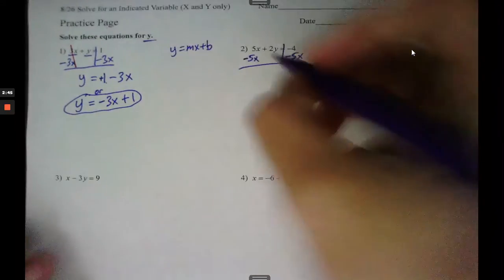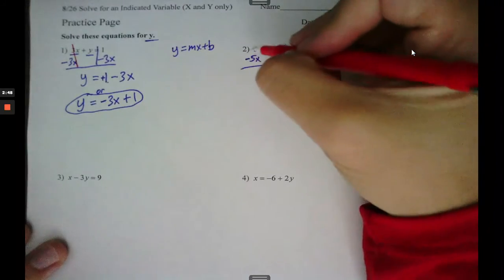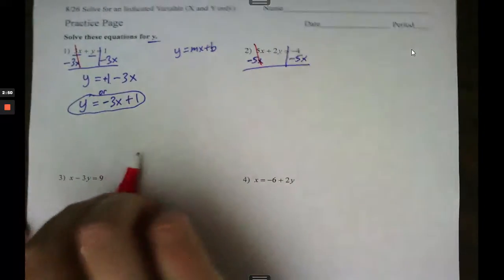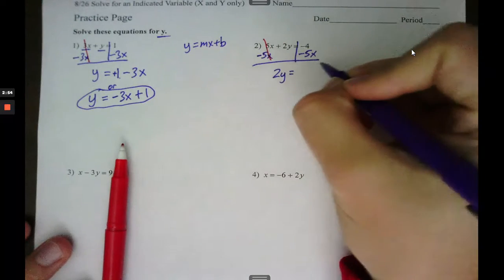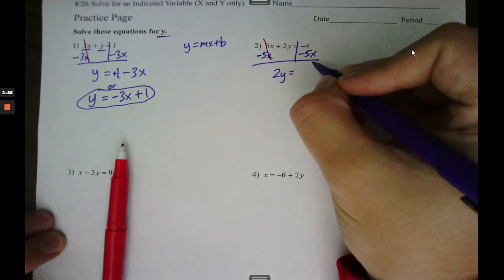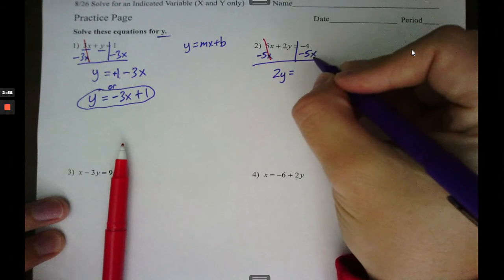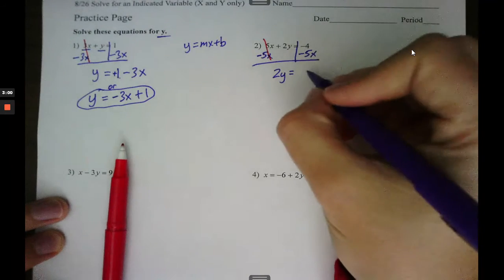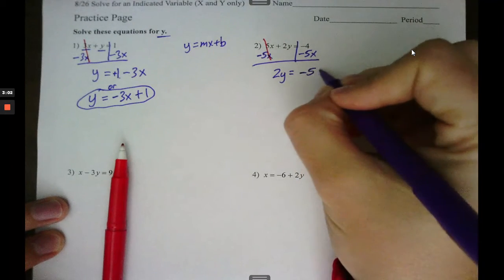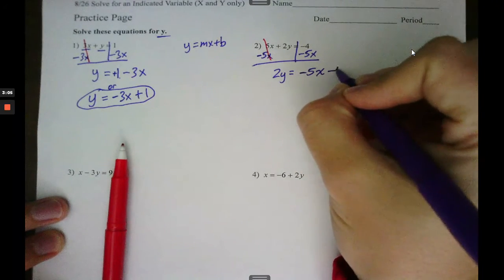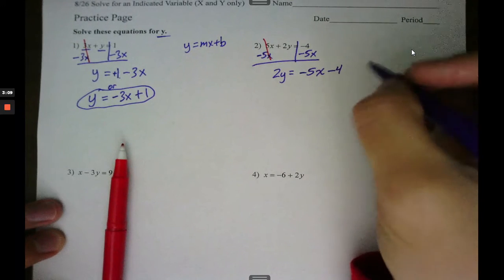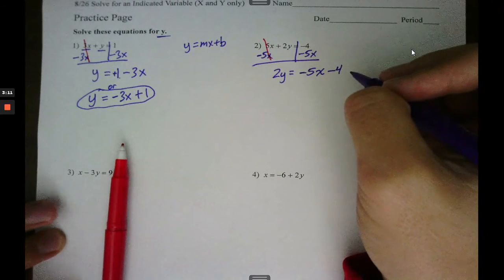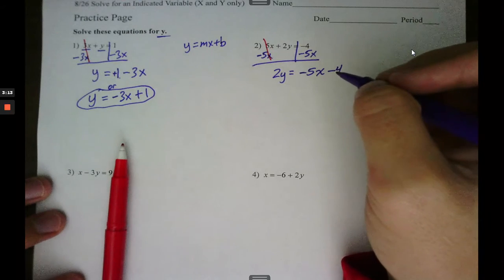5x minus 5x cancels out. Bring the 2y down. And on this side, again, these are not like terms. One of them has an x, the other one doesn't. So I can't combine them, so I just bring them both down. Again, I choose to put the x term first. You don't technically have to, but I'm going to be doing it the same way over and over again, so it's a good thing to get in the habit of.